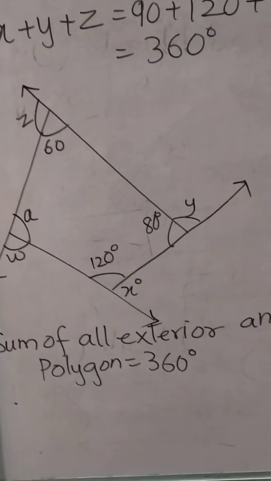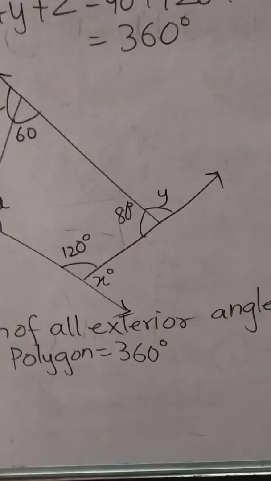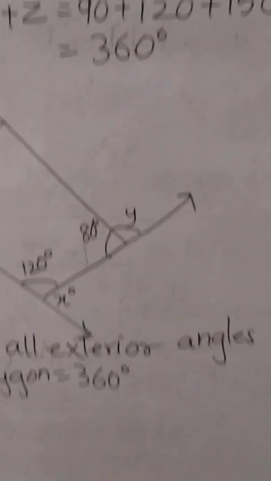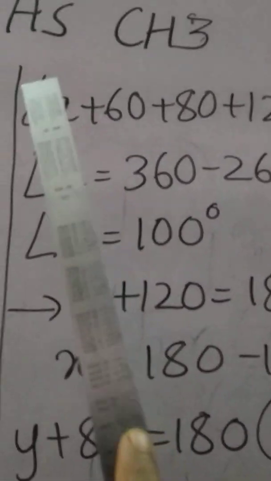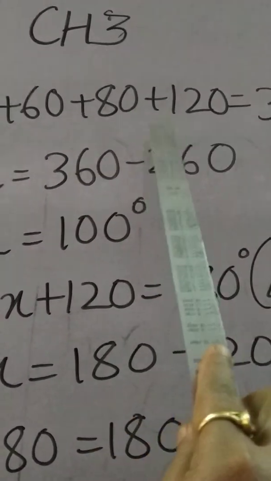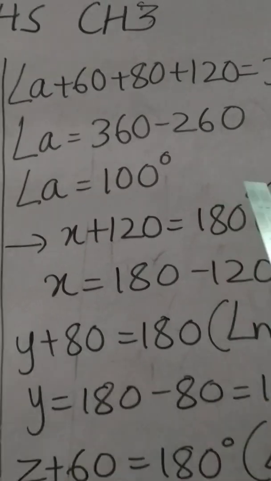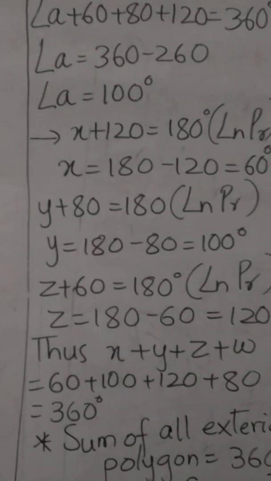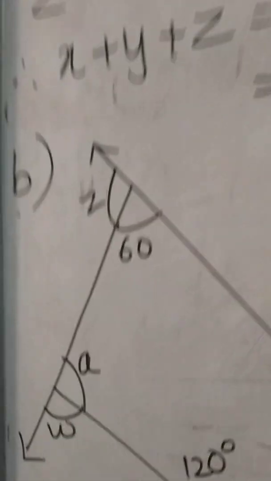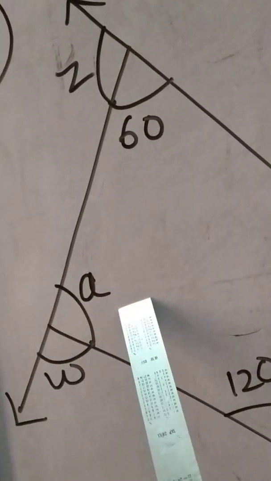Second one, the sum of all the exterior angles of a polygon is 360 degrees. Okay. Now we start with angle A plus 60 plus 80 plus 120 is equal to 360 degrees. Angle A is equal to 360 minus 260. So angle A is how much? 100. See the figure once again. Angle A is now 100.